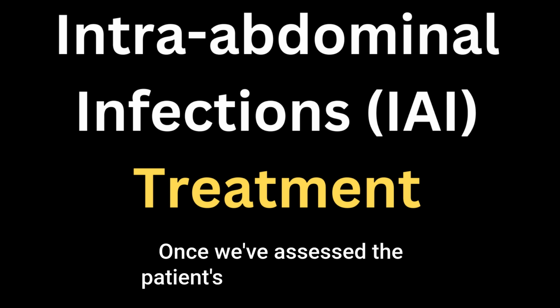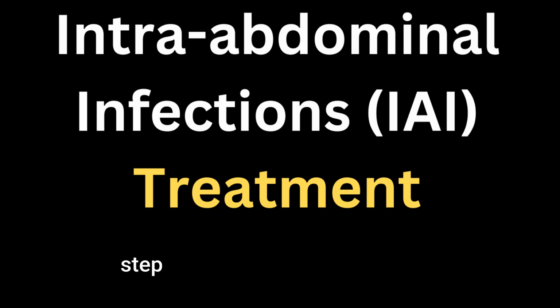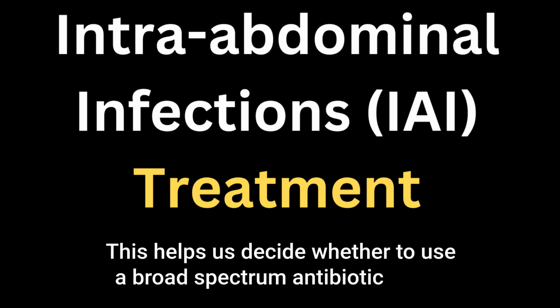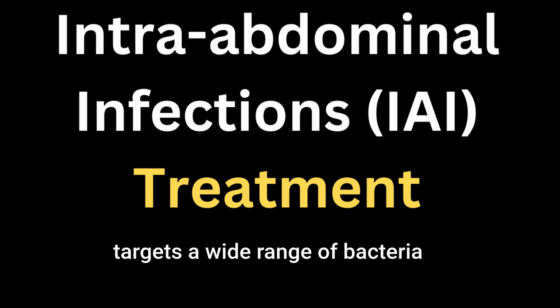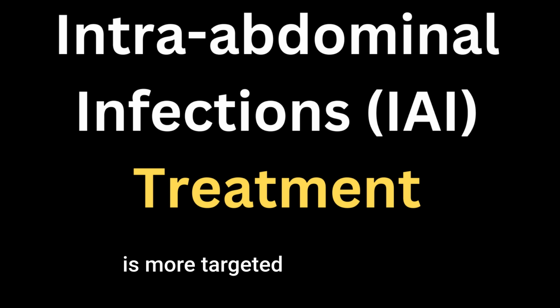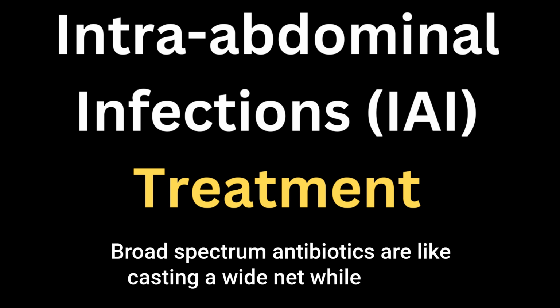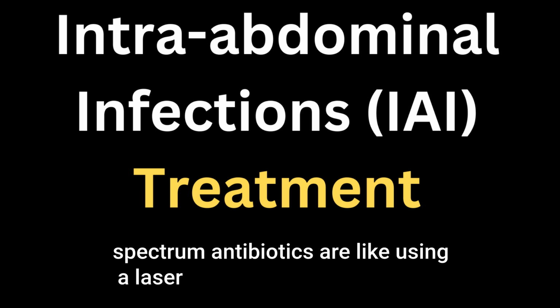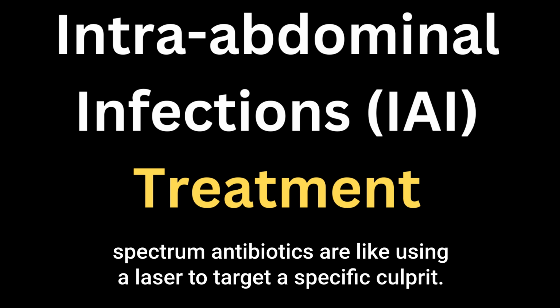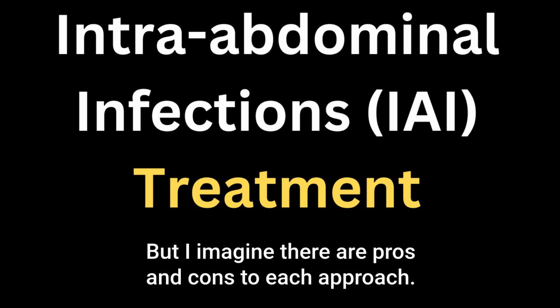Once we've assessed the patient's risk, what's the next step in this antimicrobial puzzle? Next, we need to think about the types of bacteria most likely to be involved. This helps us decide whether to use a broad-spectrum antibiotic, which targets a wide range of bacteria, or a narrow-spectrum antibiotic, which is more targeted in its approach. I remember learning about this. Broad-spectrum antibiotics are like casting a wide net, while narrow-spectrum antibiotics are like using a laser to target a specific culprit. But I imagine there are pros and cons to each approach.